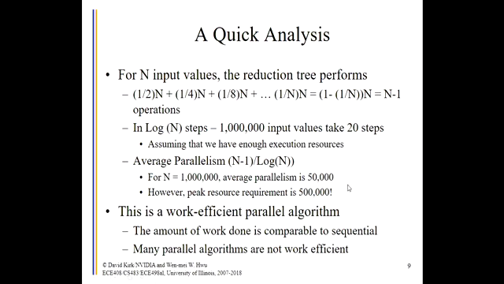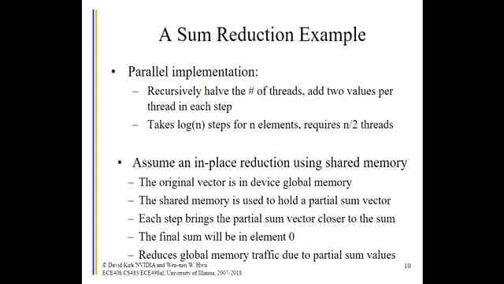But thank you. Okay. So let's go into a sum reduction example. Let's say we want to have a parallel implementation in GPU, in CUDA, and so we're going to recursively halve the number of threads, 2 values per thread in each step. So we start with a large number, and then in every step we're going to halve the number of active threads until the last thread generates the final sum, right?